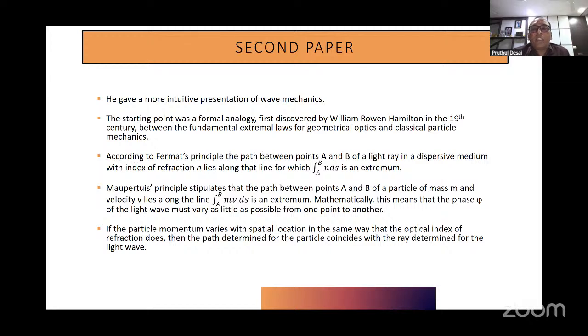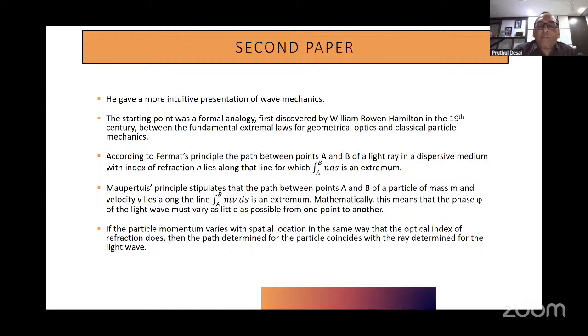So mathematically speaking, this means that the phase phi of the light wave must vary as little as possible as it moves from one point to another. So it is a minimum, if light takes the minimum path. I think I should have written it on the previous point.